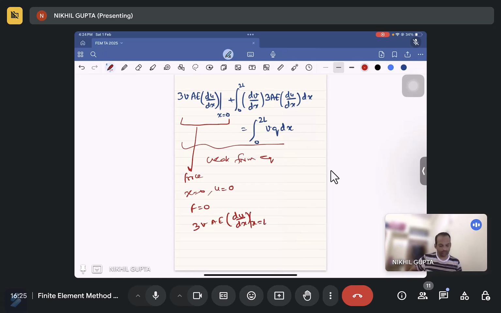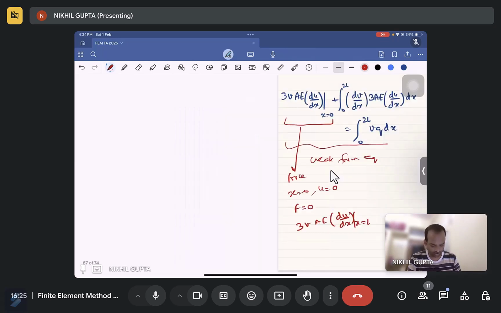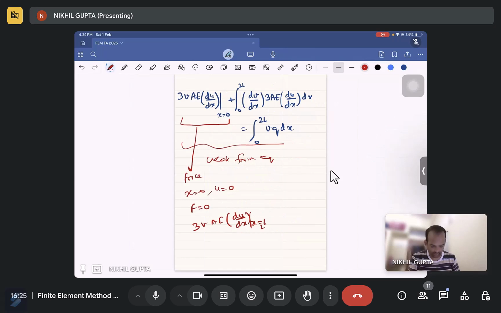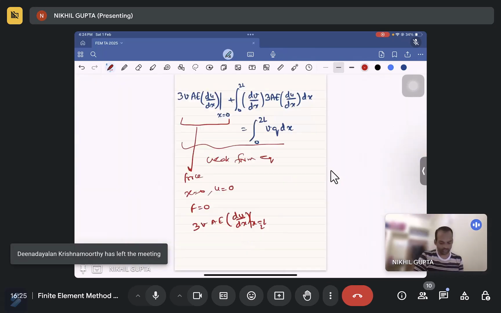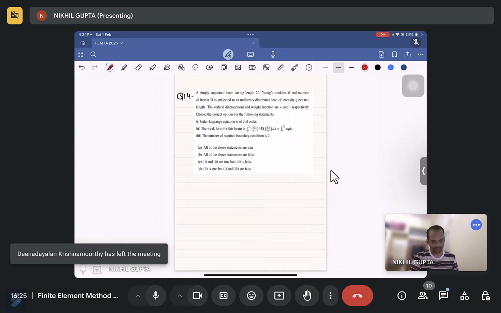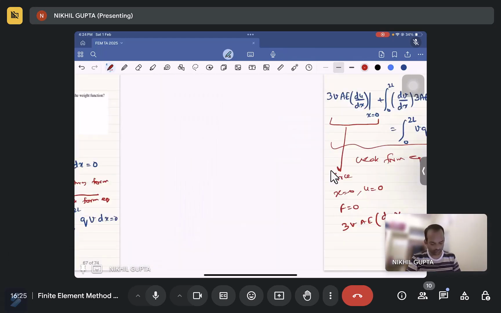This is the term you are talking about, right? Yes, at 2L. Sorry, at 2L it will be 0. So it will be 0 when we use this condition. It was zero.